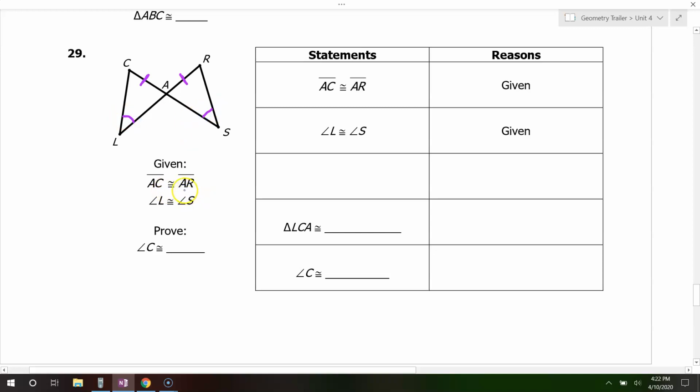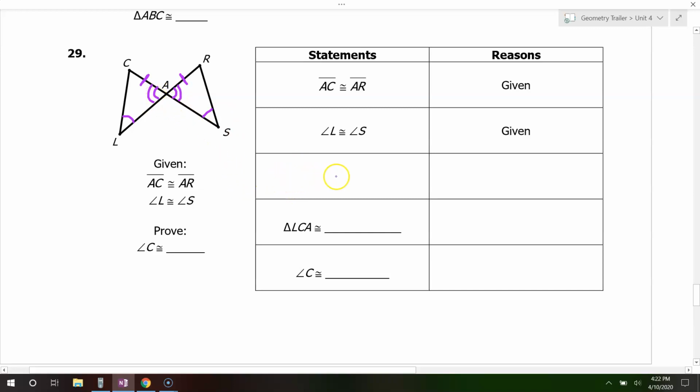All right, that's all we are given. What else can we mark though? Hopefully you were just thinking about the vertical angles. All right, see the X? These angles across from each other are called vertical angles, and they are always congruent.